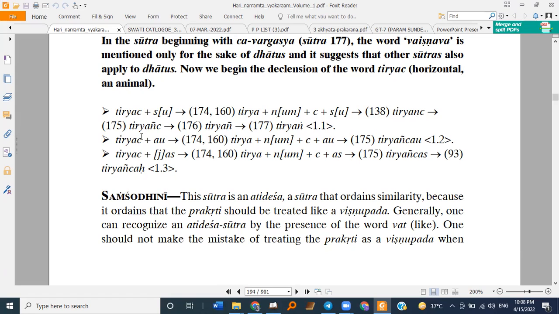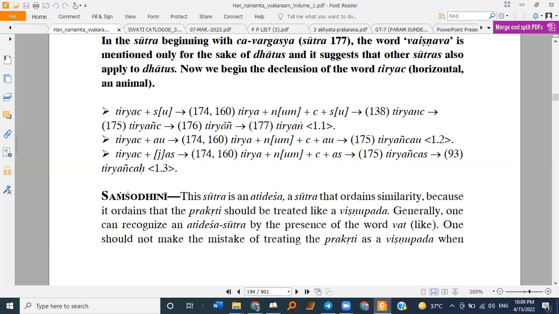And then Tavargasya Chavargash Chavarga Yogi, right? This na here changes to the Hari Venu of Chavarga by 175 Sutra. When a Tavarga letter is next to a Chavarga letter, then that Tavarga letter changes to the Chavarga letter. So Tiryanch, and then Satsangantasya Haro Vishnu Padante 176. If there is a satsanga at the end of a word and the visha is Vishnu Padanta, then the second letter of the satsanga gets deleted.